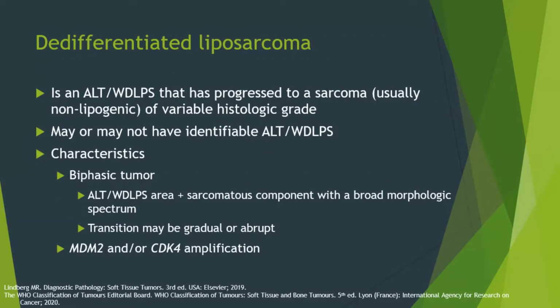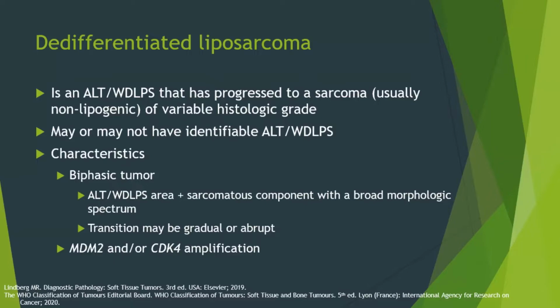So, dedifferentiated liposarcoma is an atypical lipomatous tumor well-differentiated liposarcoma that has progressed to a sarcoma, usually non-lipogenic, of variable histologic grade. So, this could be any sarcomatous dedifferentiation. It could be rhabdomyosarcomatous, osteosarcomatous, or something resembling undifferentiated pleomorphic sarcoma, and so on. It could be myxoid, epithelioid, spindle cells, it may be inflammatory. There are actually a lot of possibilities.